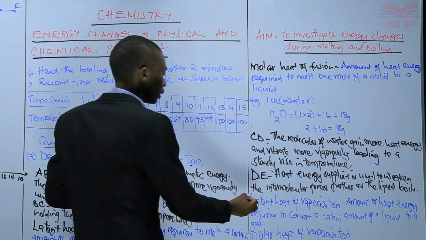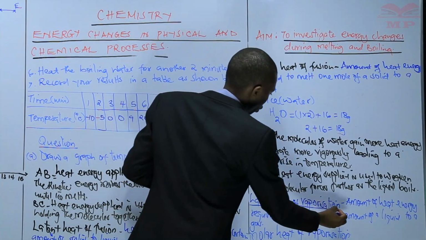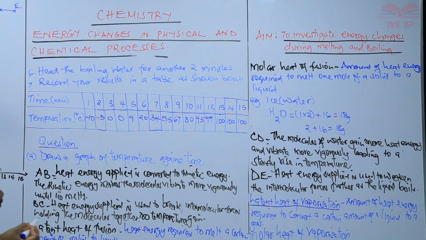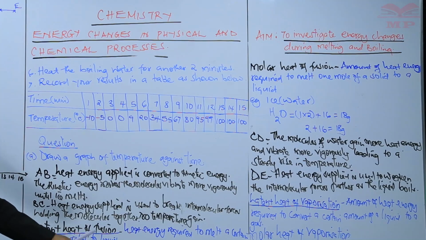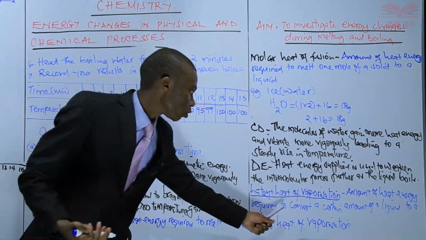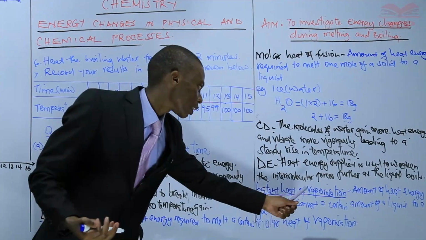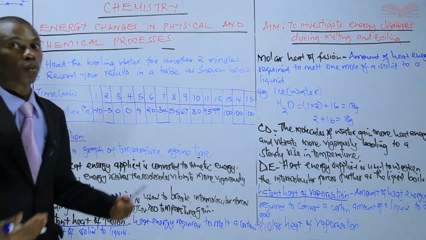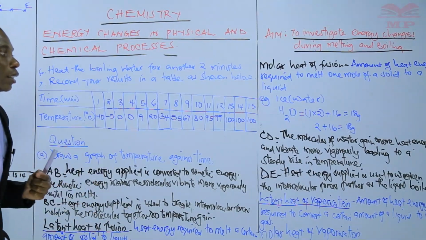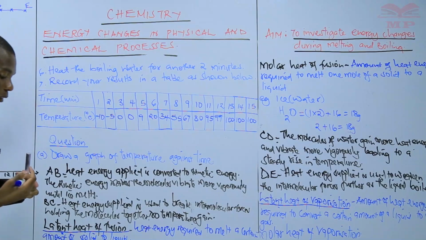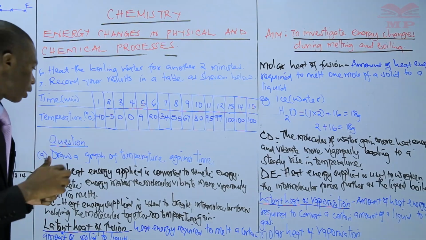So you have the latent heat of vaporization. You also have the latent heat of fusion. Get the difference between the two. Latent heat of fusion is the heat energy required to melt a certain amount of a solid to a liquid. Then latent heat of vaporization is the amount of heat energy required to convert a certain amount of a liquid into a gas. Of course, the molar is when you're dealing with 1 mole of a certain substance.